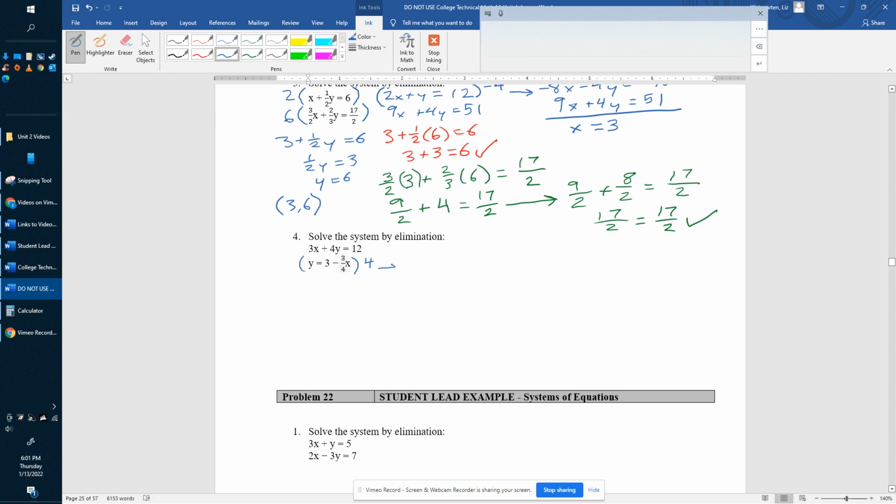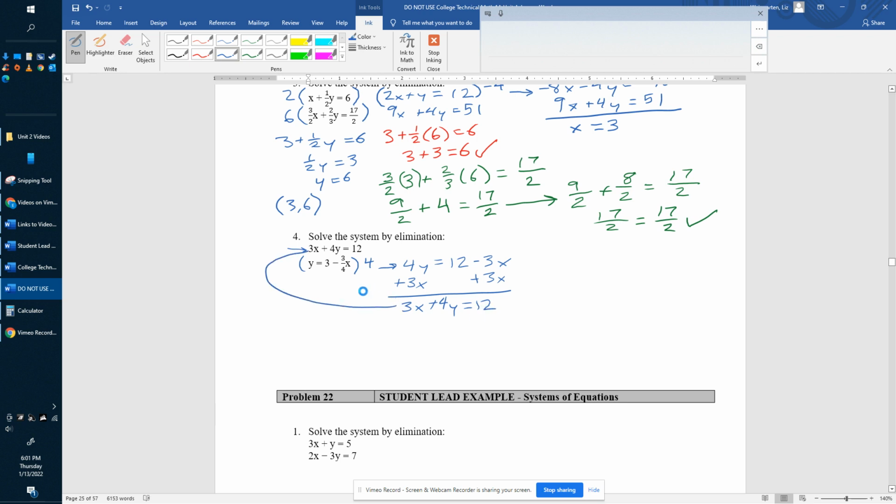So we end up with 4y equals 12 minus 3x. We want everything to match up with this top equation, so we have to bring this x over so the x's line up and the y's line up so that we can more easily do our process of elimination. So we're going to add 3x to both sides, and we get 3x plus 4y equals 12.